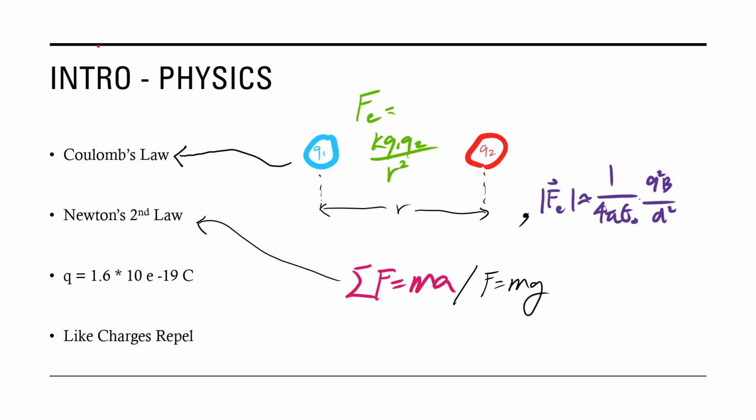For the calculations, I mostly relied on Coulomb's law on charges and Newton's second law, which is known to be F equals ma. And for the value of Q, I used 1.6 times 10 to the negative 19th coulomb. I also relied on the basic principle that like charges repel and opposite charges attract each other.